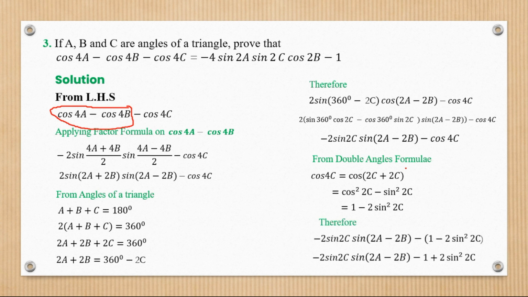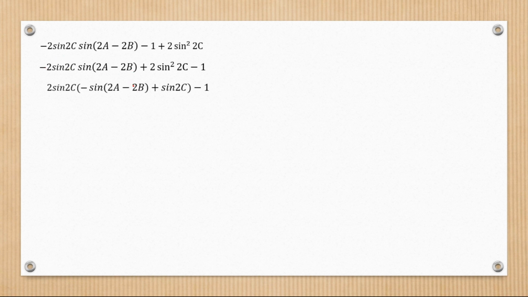All right, when we open those brackets, we end up with negative 1 plus 2 sine squared 2c. All right, so we're going to collect this like term. We're going to bring this closer to that, and then we'll end up with that. So when you bring this closer, taking the minus 1 to the other side, now we can pull out of brackets. So we can factorize out the 2 sine 2c, and then inside the bracket we will remain with negative sine 2a plus 2b plus sine 2c.